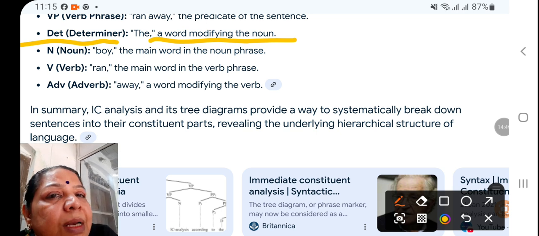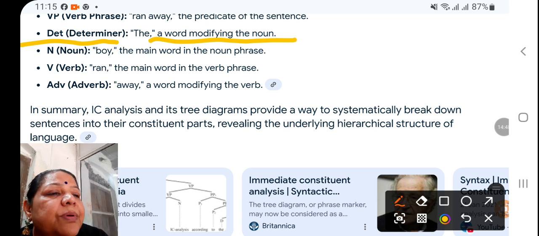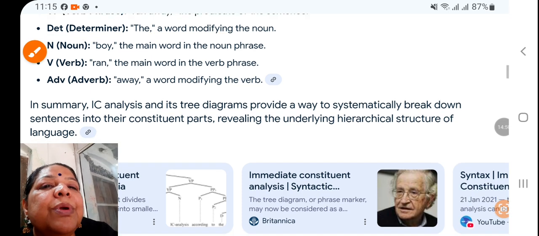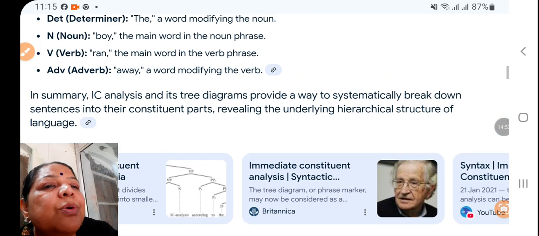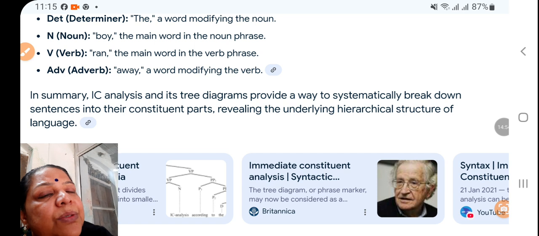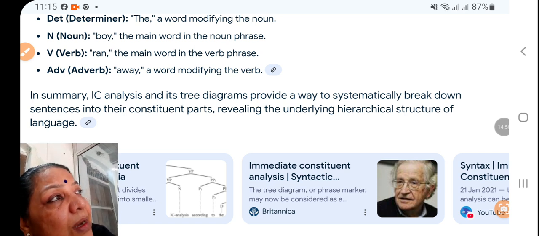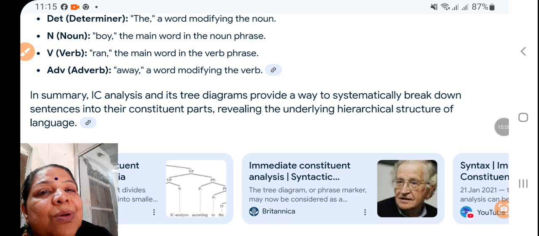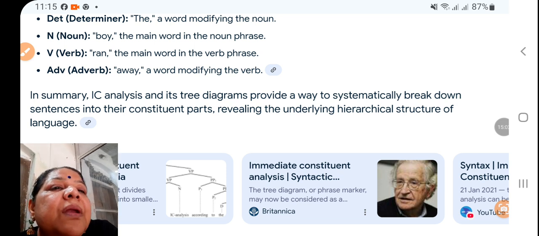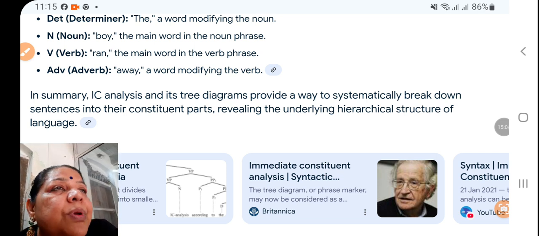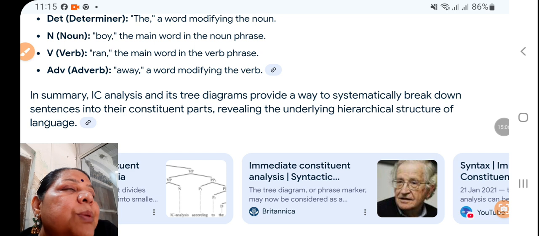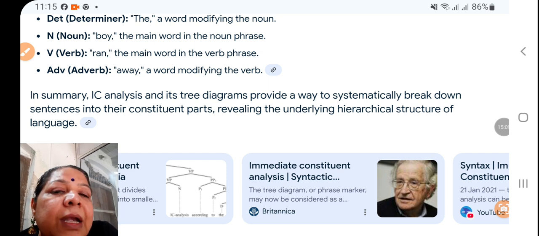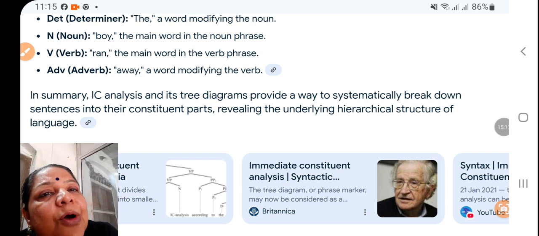This way you can understand. Now noun. So what is a noun? Noun is boy, right? A noun is the name of a person, place, animal or thing. Apart from this, it is also the name of an idea or of feelings. So the main word of the noun phrase is the noun. A noun phrase can be very lengthy, but in a noun phrase, the noun is very important.